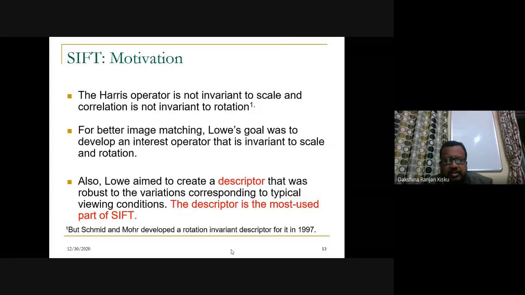Now for better image matching, Lowe's goal was to develop an interest operator that is invariant to scale and rotation. Okay, and David Lowe also aimed to create a descriptor, which was not present in the Harris operator, that was robust to variations corresponding to typical viewing conditions. The descriptor is the most used part of SIFT. That means in most applications developers use the SIFT descriptors only, instead of including other information like image locations, scale and orientation. So the SIFT descriptor is enough to describe the image after removing the noise and redundant information from the raw pixel data or raw image data.